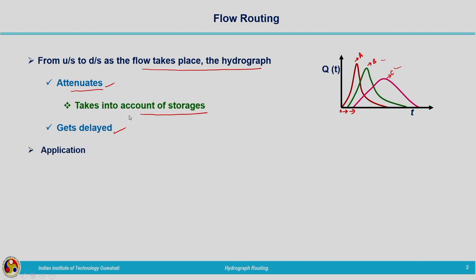Now, coming to the application of flow routing, it can be used for deriving unit hydrographs and also synthetic unit hydrographs. If you are having the flow hydrograph at the upstream section, and you are routing the hydrograph towards the downstream side, at the downstream location, that is the required location, you can get the flow hydrograph. Based on the base flow and also the effective rainfall which has produced that flow, we can determine the unit hydrograph.